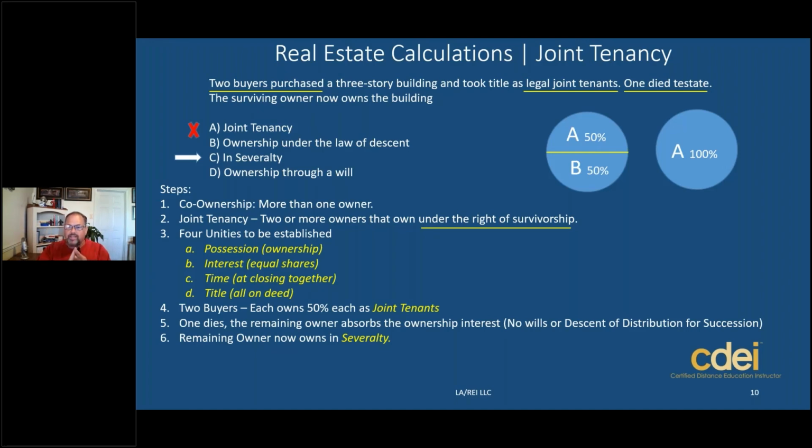Doesn't own it in joint tenancy, doesn't own it through a will. So you got to watch the play on words, because they try to trick you so you can match words. One dies, testate, you know that's a will. So you're going, oh, okay, that could work. Legal joint tenants definitely stands out. Joint tenancy, that can work. And you're not getting the big picture of what the joint tenancy principle and law is. It's the right of survivorship. I've got two, one remaining, they own in severalty. There is no co-ownership, okay?